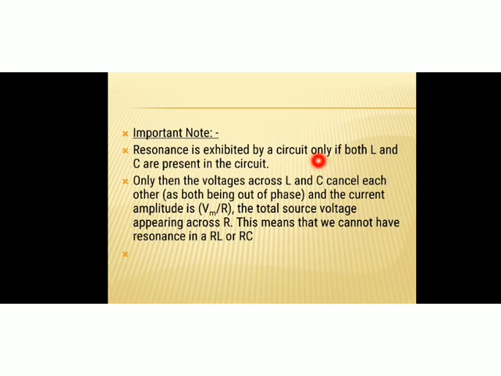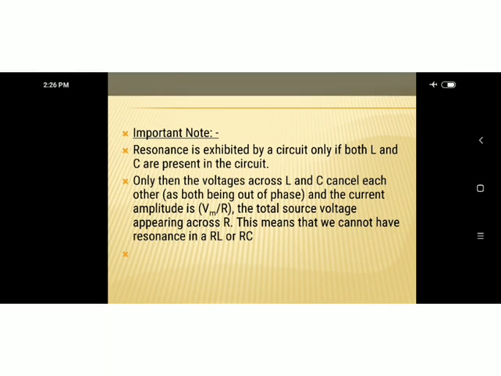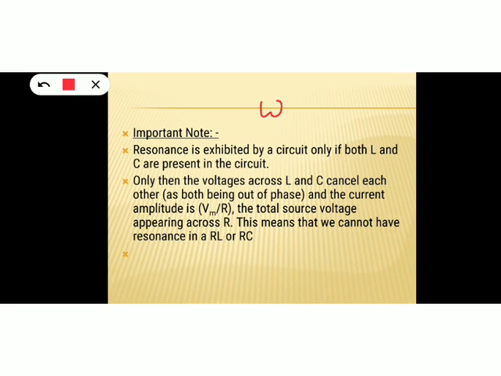So resonance is exhibited by a circuit only if both L and C are present in the circuit, isn't it? Why? Because resonant frequency omega naught is 1 by square root of LC. So resonance is exhibited only if both L and C are present. Only then the voltages across L and C cancel each other, because the voltages across L and C are out of phase, and the current amplitude is Vm by R. So the total source voltage appears across R.